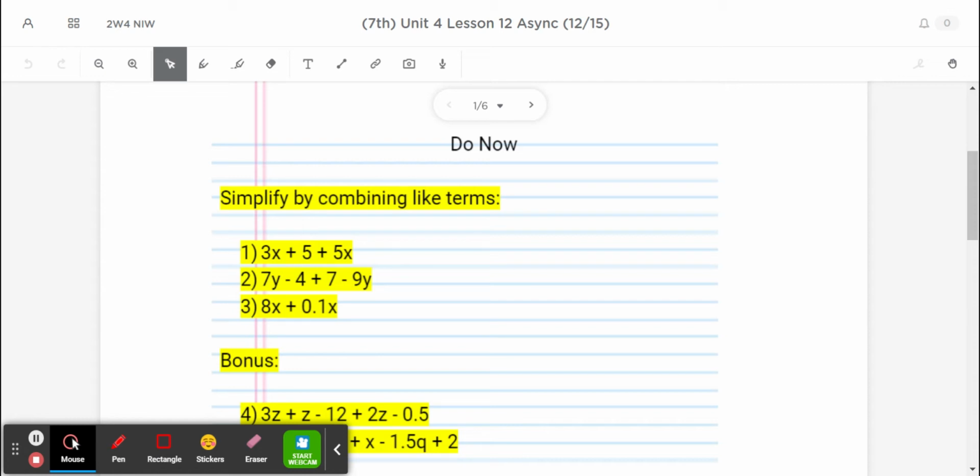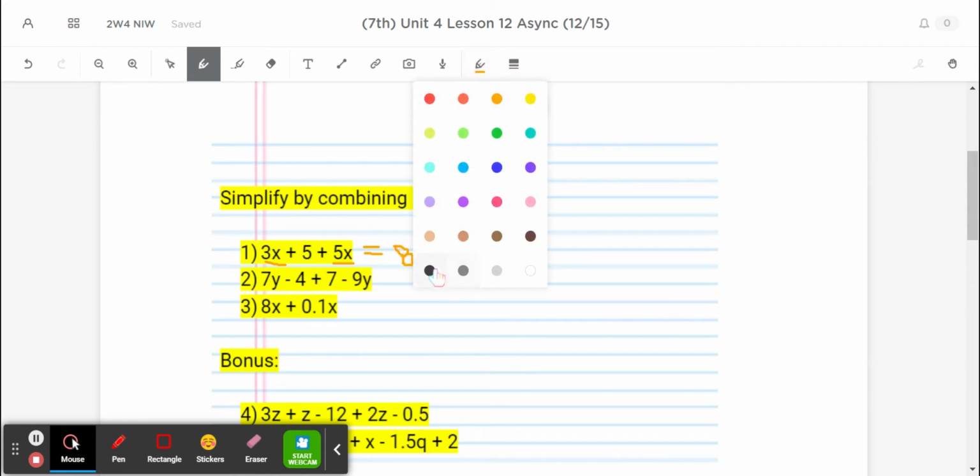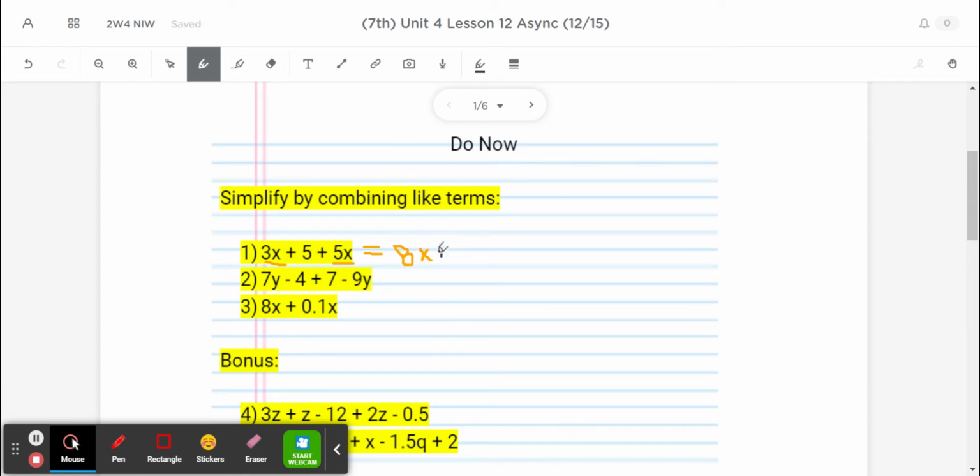Okay, so let's take a look at question 1. In question 1, we have two like terms. Our like terms are 3x and 5x. We know that we can combine our x terms to have a total of 8 x's, because if we have 3x and 5x, then we would have a total of 8 x's. And then we have to add our 5, because we also have that 5 that's not a like term, but is still a part of our expression. And so we end up with 8x plus 5.